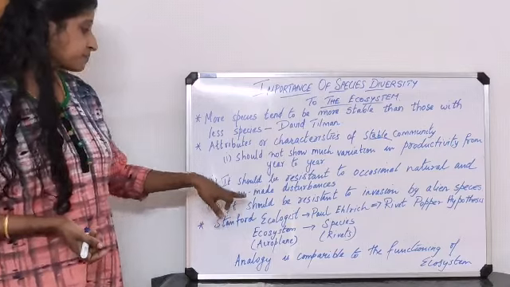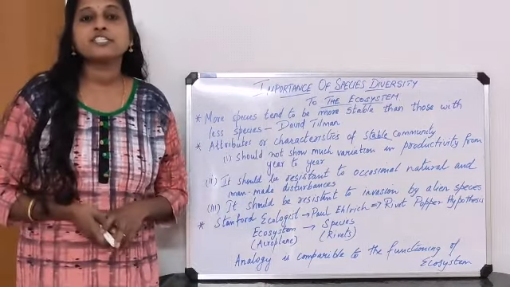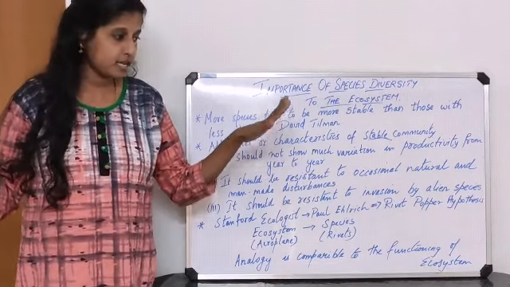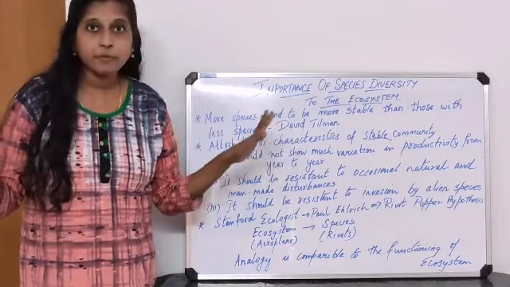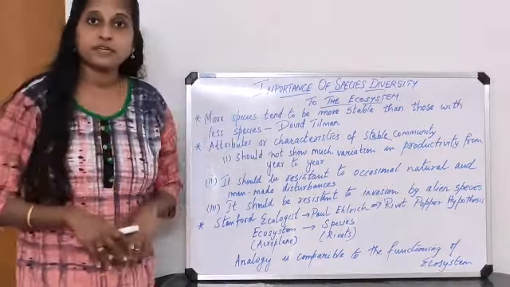It should be resistant to invasion by alien species. Resistant to invasion by alien species means what? Imagine the Indian varieties are only present. Okay, Indian species are present. Someone from some other place, like from Africa, is coming over here.